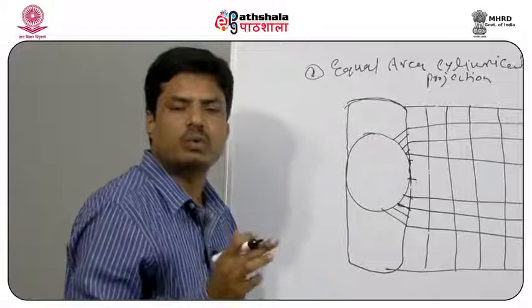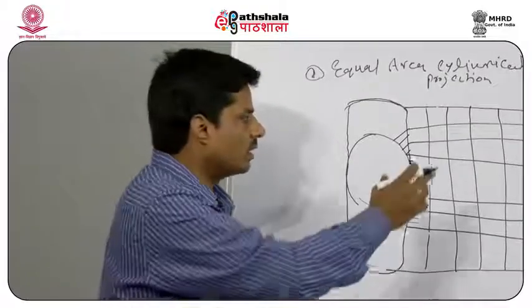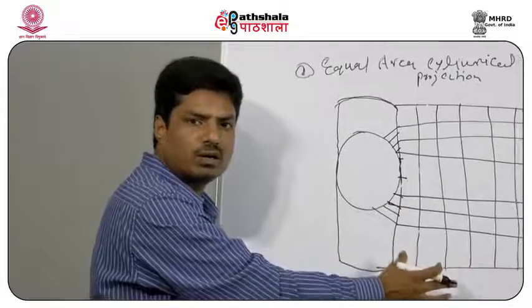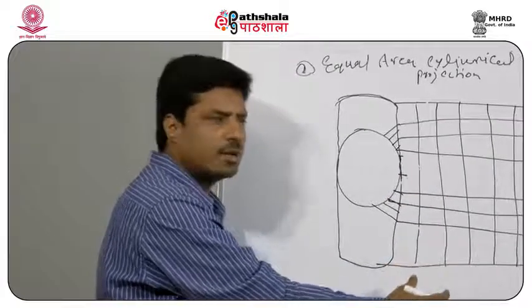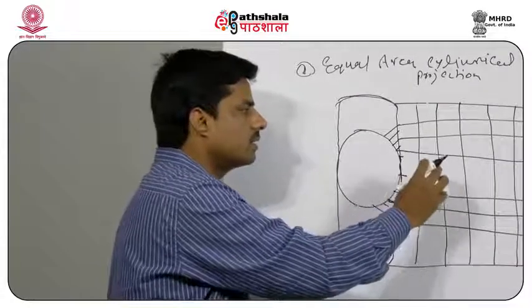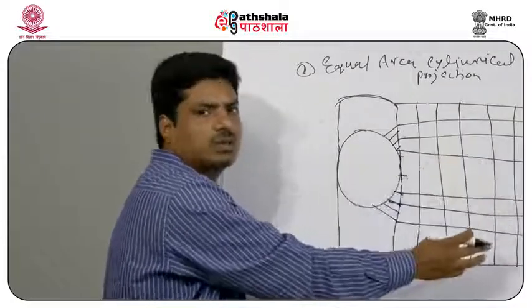So in the cylindrical projection, the distance of this grid increases away from the equator, but in equal area projection, the distance among this grid at all places remains constant.